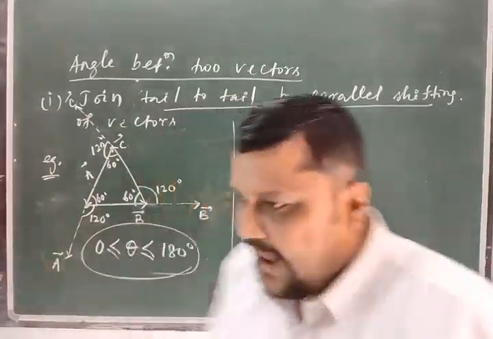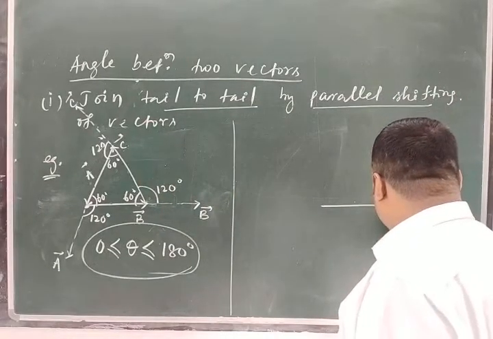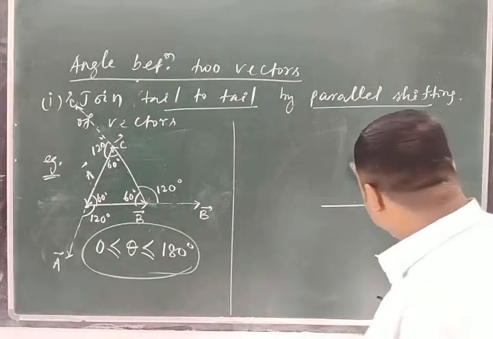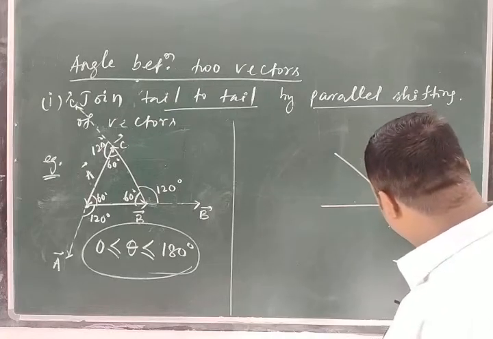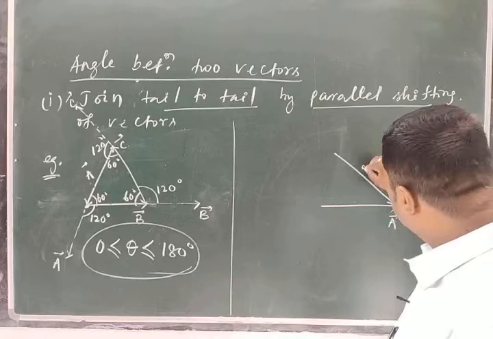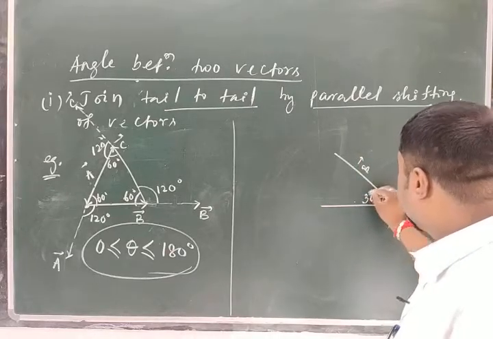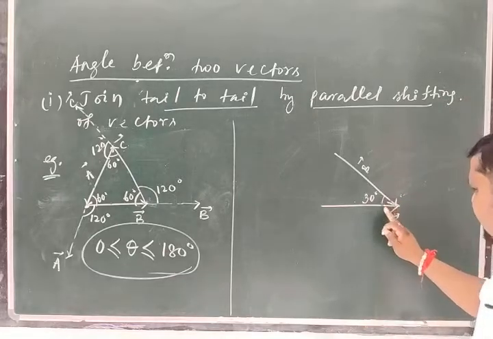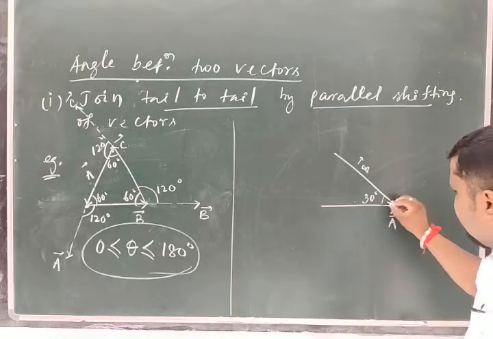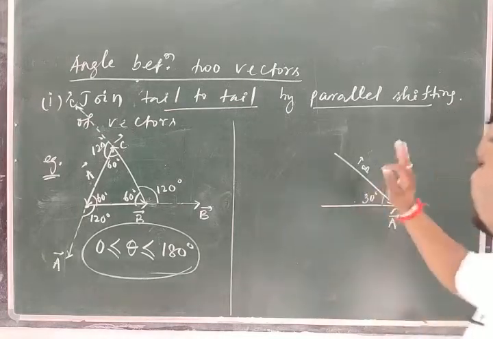Okay. Now let us consider this is a vector A and this is the vector B, and let this angle be 30 degrees. The vectors A and B are shown like this. A is the vector, B is the vector. Then what is the angle between A and B? Here you find.